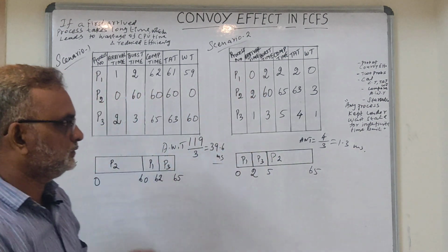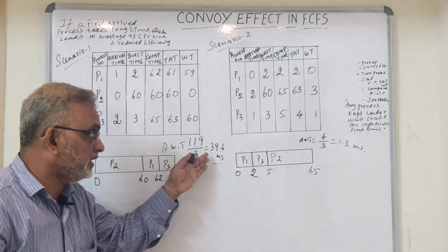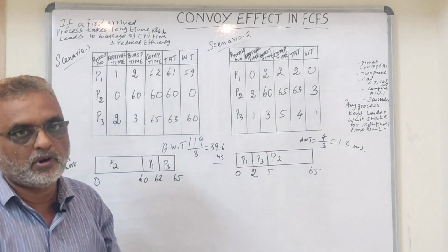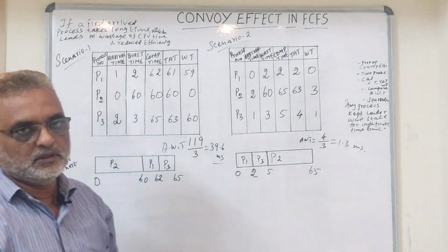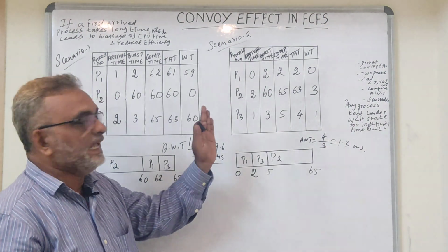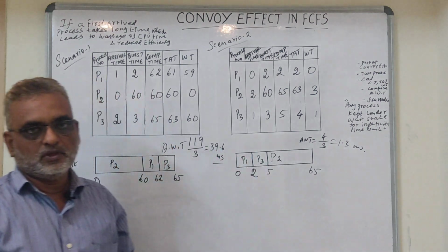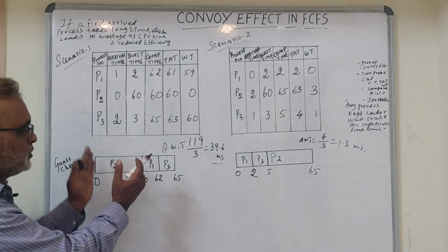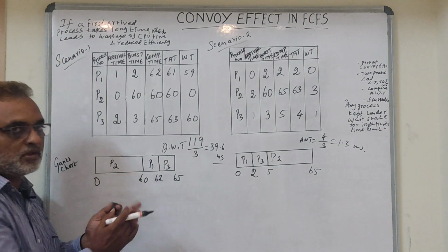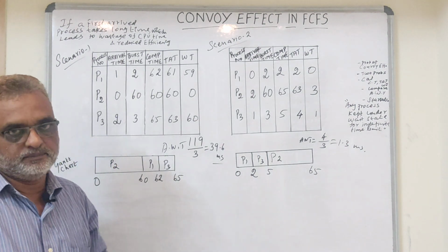So just to compare these two scenarios: in scenario 1, the waiting time is approximately 39.6 milliseconds, whereas here it is 1.3 milliseconds. It is drastically reduced. How? Because of executing the big process last. So actually this is the disadvantage. If you have a case like the first one, the small processes will be kept waiting for the completion of the large one.